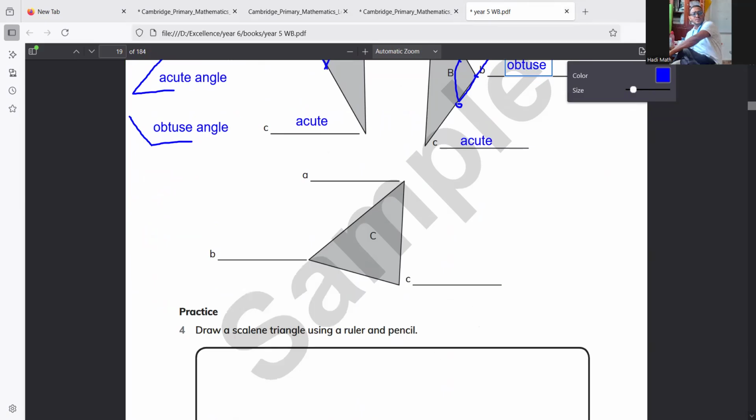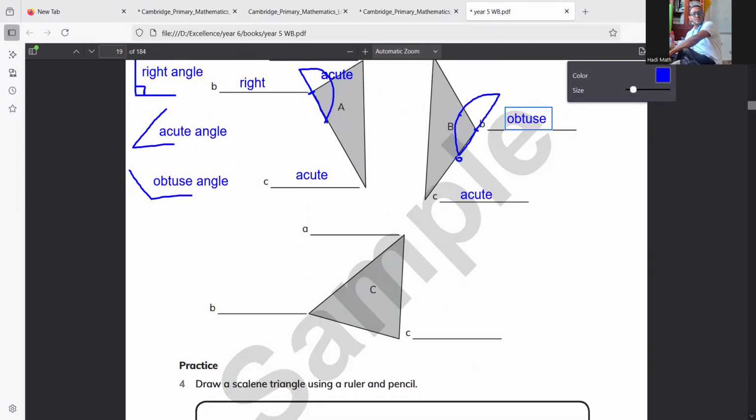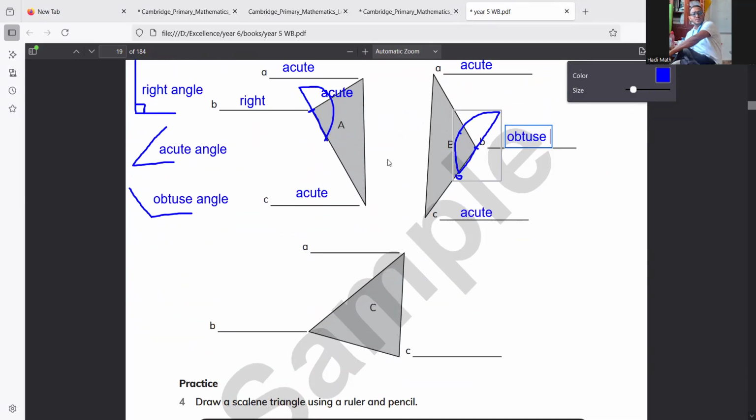Go to this one. We say two angles are acute all the time. Yes, so look for your acute angle. This angle here is acute. Okay. This one is acute. And if you'd like to measure any one, you can measure with the protractor. This is acute.